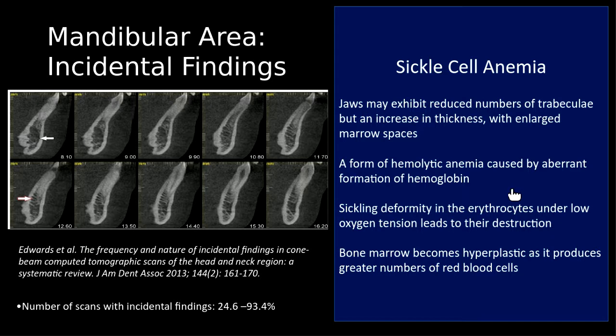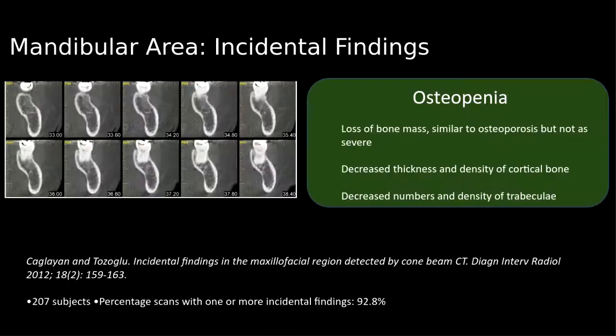Right? You have studied in your basic sciences, it's caused by the sickling deformity of the erythrocytes under low oxygen tension, which leads to their destruction. So this also you can see. The scans are very interesting. If you know these scans, they can show you a lot of good information.